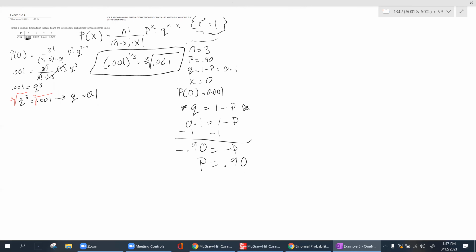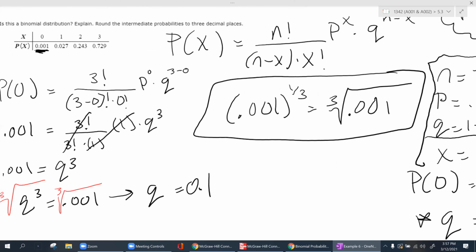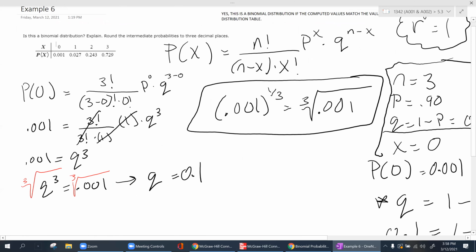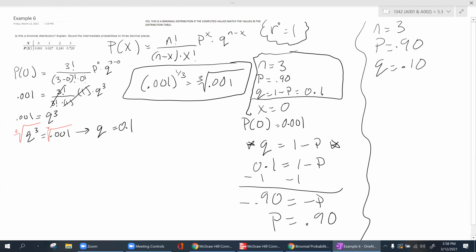So in other words, I've solved everything that I needed. Let's get started on the first one. I know that my n equals 3, my p equals 0.90, my q equals 0.10. You need to prove these. Now that you found your p and your q, you're going to choose this x, and your answer must come out to that. You're going to have to show your work for all of these, manually.